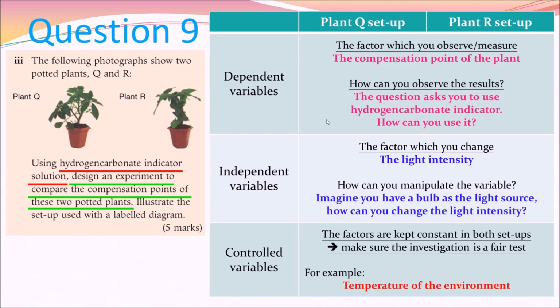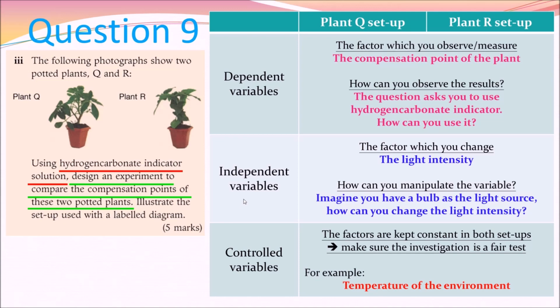And when the color is like this and like this, it's not yet the compensation point. We call the colors red, yellow, and purple. Actually I also explained it already. And then for the IV, because we are observing the compensation point, and compensation point is talking about a particular light intensity, right?